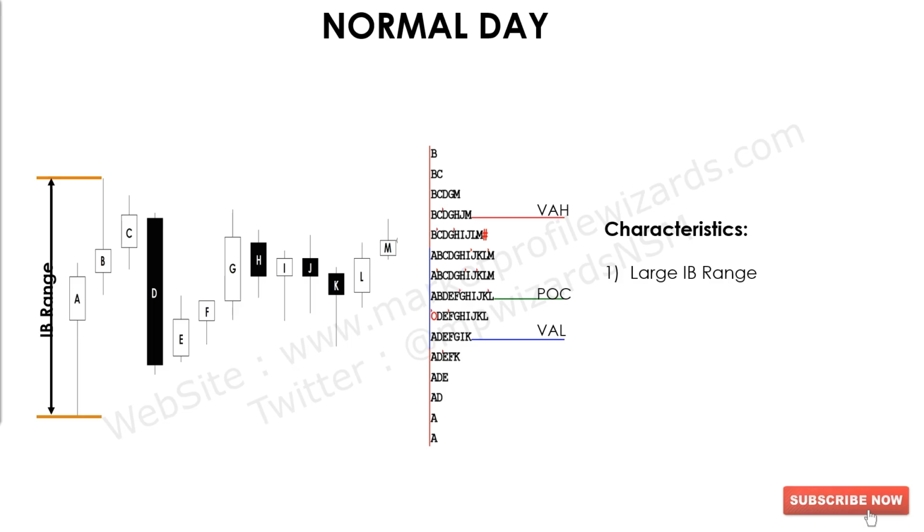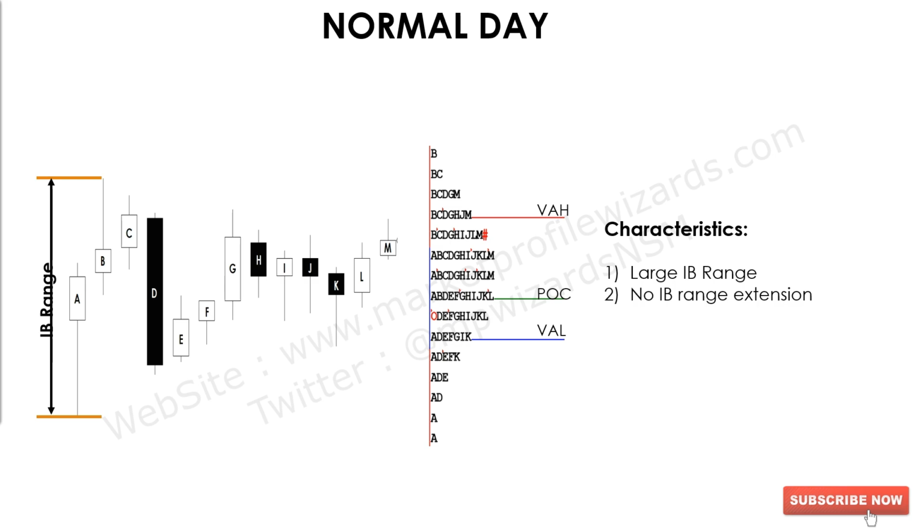The first characteristic of the normal day is a large IB range. It is not an objective measure, because a large IB may be 50 for me, 60 or 70 for you, and 70 for another person. What market profile suggests is that whenever there is a large IB range, there is a probability of a normal day. Clear? The second characteristic of the normal day is no IB range extension.